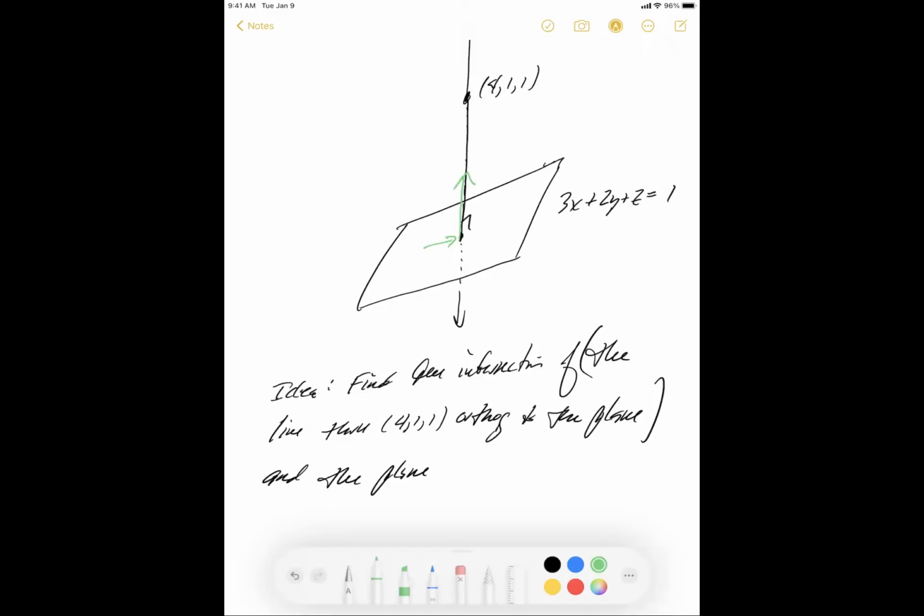Is it always going to be that the normal vector is the direction vector when you find the distance between a point and a plane? Well, if you want to find the line that's orthogonal, then absolutely. Okay, sounds good. Thanks.